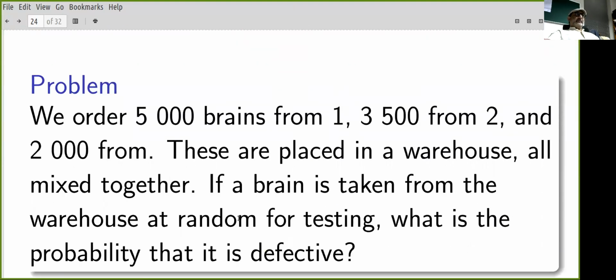Okay. So we order 5,000 brains from 1, 3,500 from 2, and 2,000 brains from 3. They're all placed in the warehouse, all mixed together. I can't tell which one came from which. Supposing I take one out of the warehouse and I test it, what's the probability that it's going to be defective?